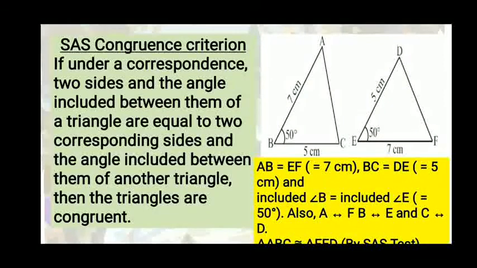Next, we are going to see how to write the proof. When you are writing a proof to prove that the triangles are congruent, we write in such a manner. AB is equal to EF, both are 7 centimeters each. BC is equal to DE, both are 5 centimeters. And included angle B equals included angle E, both are 50 degrees. Therefore, the correspondence is between A and F, B and E, C and D. Therefore, triangle ABC is congruent to triangle FED by the SAS test. The reason has to be mentioned there.